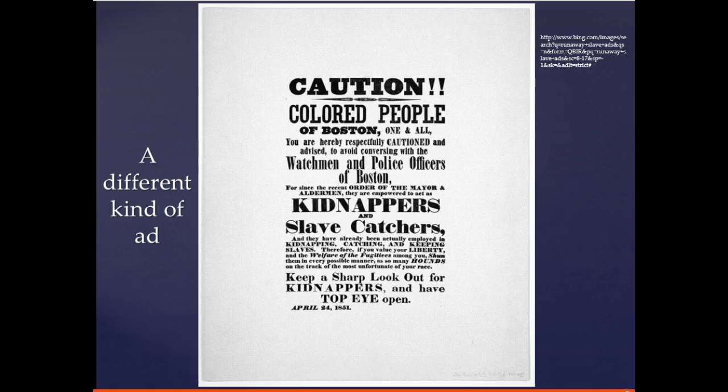Now, what's happening in this advertisement is the people of Boston, Massachusetts in the North, where slavery was already illegal, were very much against slavery, most of the people there. And the Fugitive Slave Act of 1850, we're going to learn about later in the year, said that even in free states, you had to help get runaway slaves and send them back to the South. And this is an advertisement put out by the people of Boston saying, hey, if you are a runaway slave, they're trying to round you up and send you back. So be aware. Don't let yourself get caught, is essentially what this advertisement is saying.